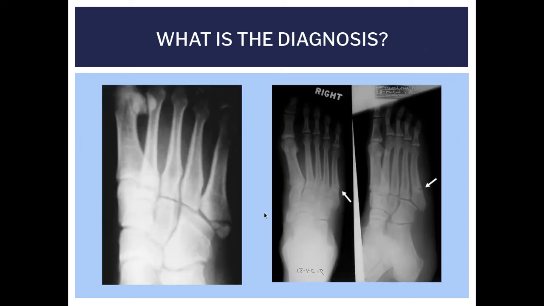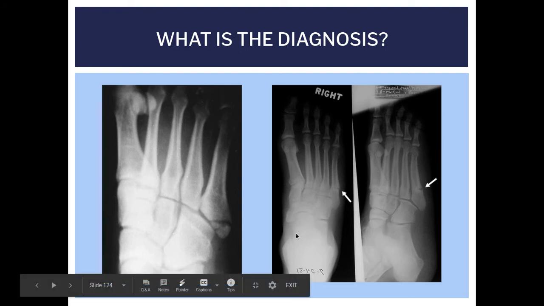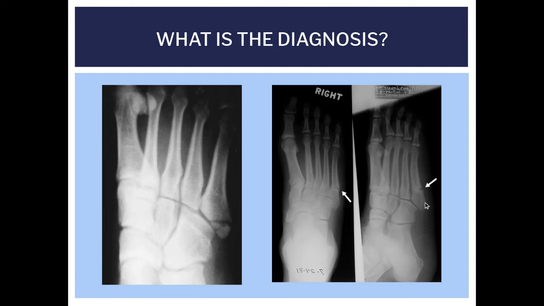If you look at these x-rays, you will see where the arrows are pointed. That's where the actual fracture is. So this is not a Jones or base of fifth fracture because the base is over here. This is just more along the metatarsal shaft.